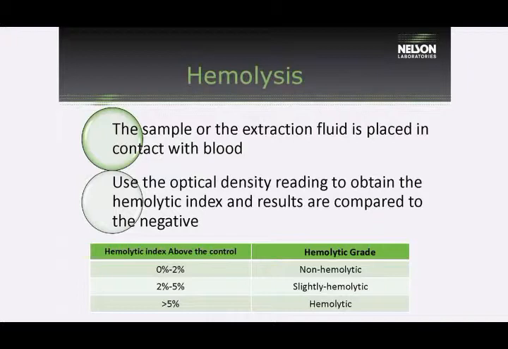So 0 to 2, non-hemolytic. 2 to 5%, slightly hemolytic. Anything over 5% is hemolytic. That's based off the negative control.